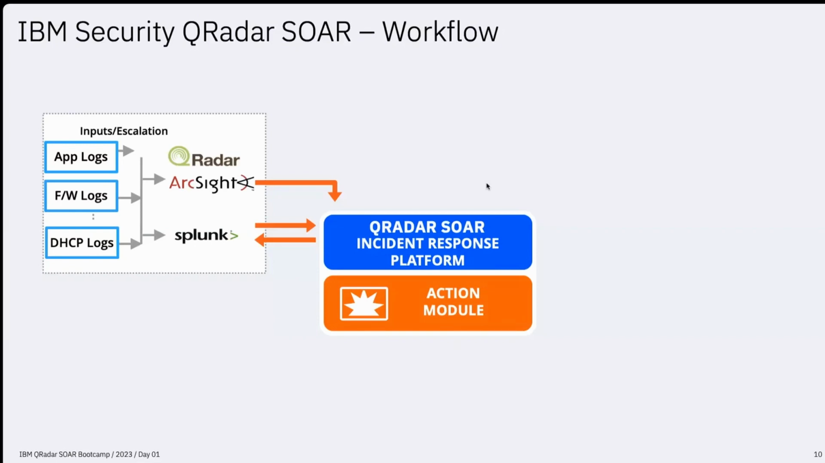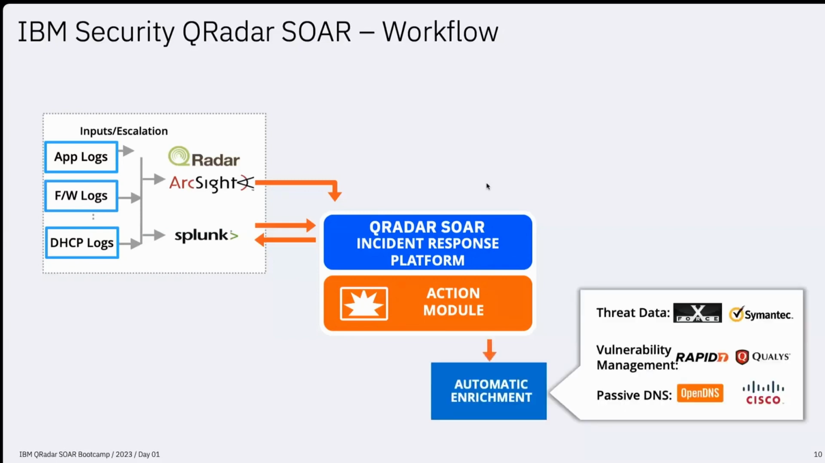Based on the logs that are being forwarded to the SIMs and the rules configured on the same platform, eventually they're going to generate an alert, or if you are talking about QRadar, it will generate an offense. That offense is going to come into SOAR and becomes an incident. What next? Next comes the action module of QRadar SOAR, which will do the automatic enrichment the way we talked about in the core component discussion.